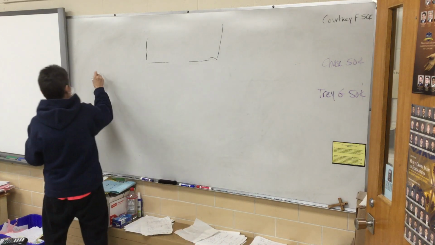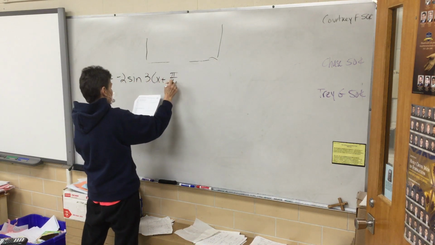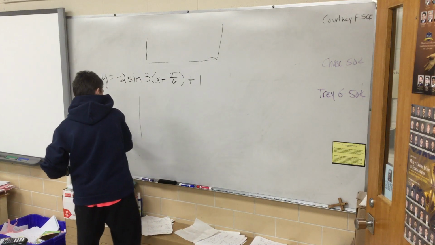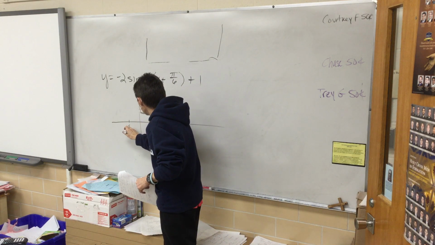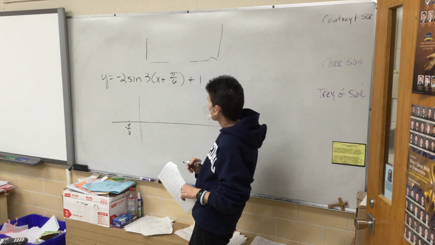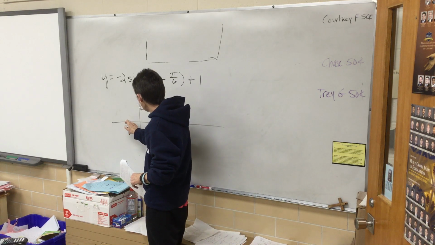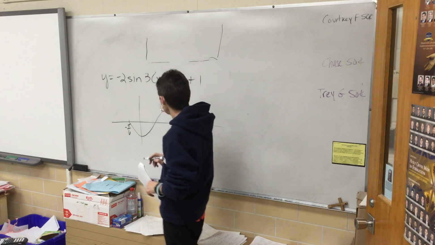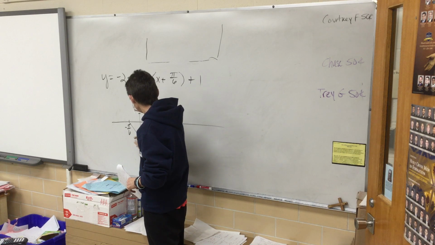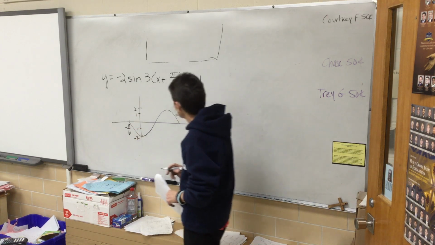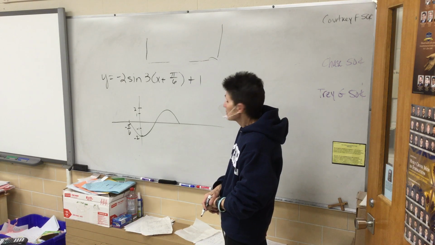So here we go, negative 2 sine 3x plus pi over 6 plus 1. All right, let's start. Negative pi over 6. Now it's negative, so it's a sine curve, and it's going to look like this. Would you agree with that? So far, so good?